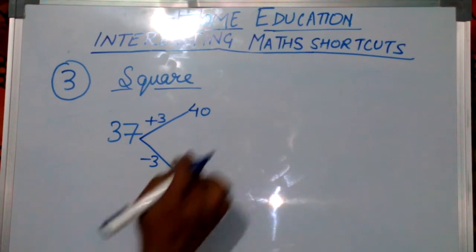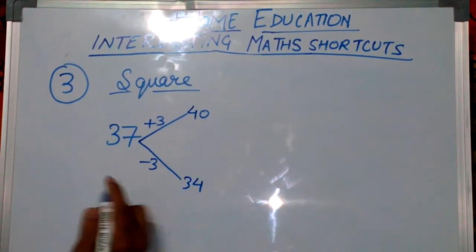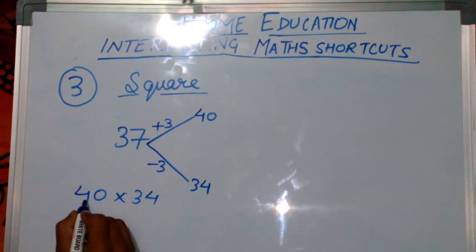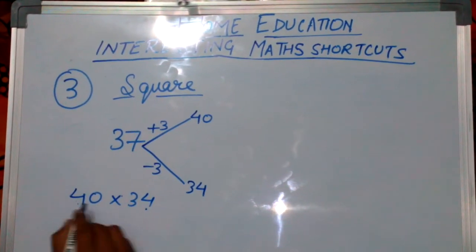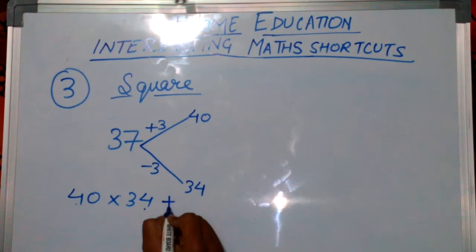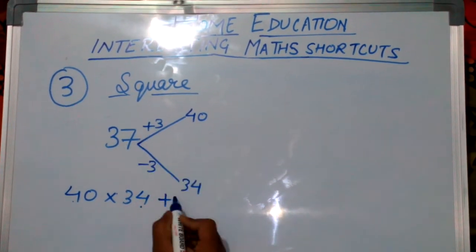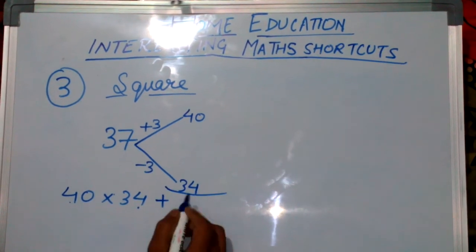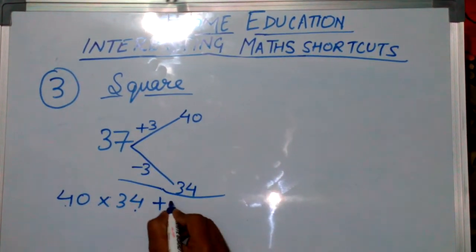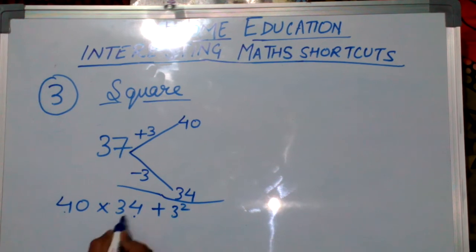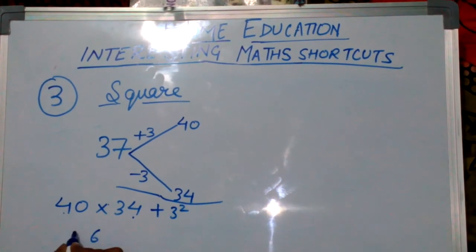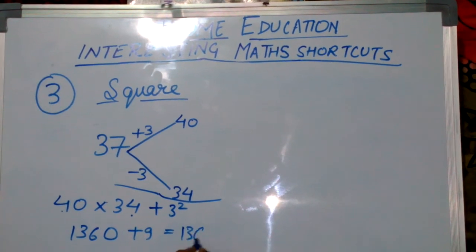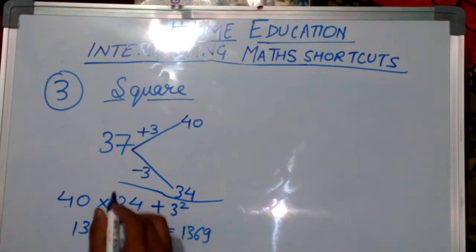So the trick is this into this, which you can do easily, because you have to multiply only 4 with 34 and put 0 at the end, plus the square of the number which you have added or subtracted. 3 square. So 4 into 4 is 16, plus 4 into 3 is 12, 13, 1360, plus 9, so the answer becomes 1369. You can apply it for any number.